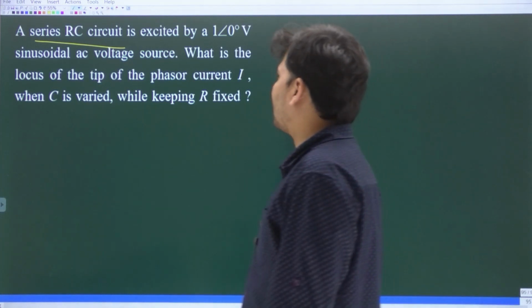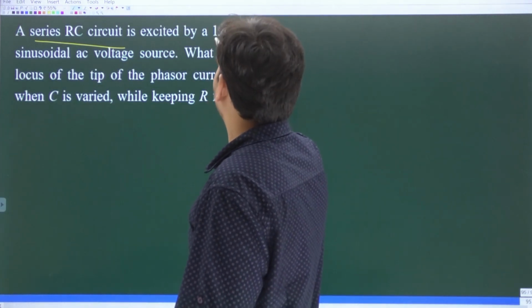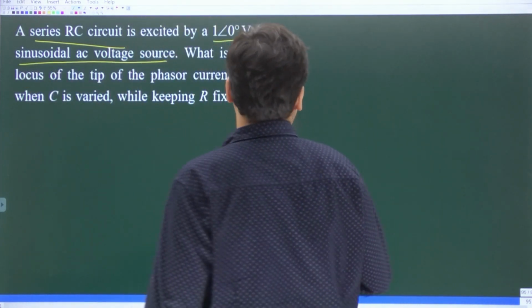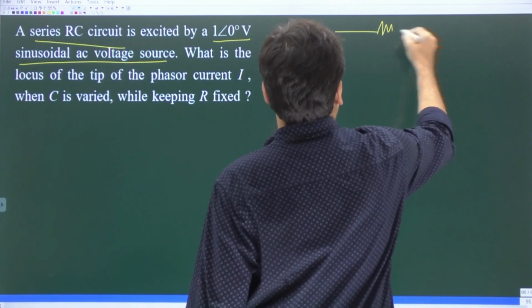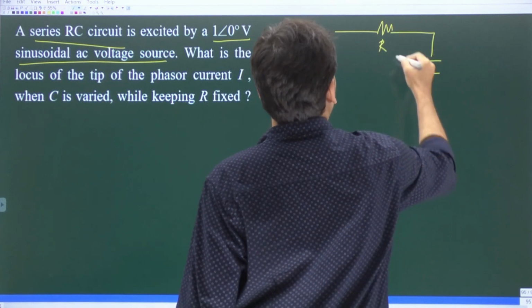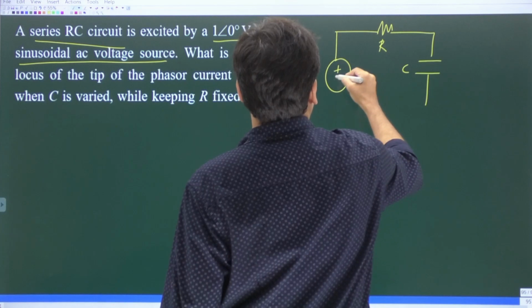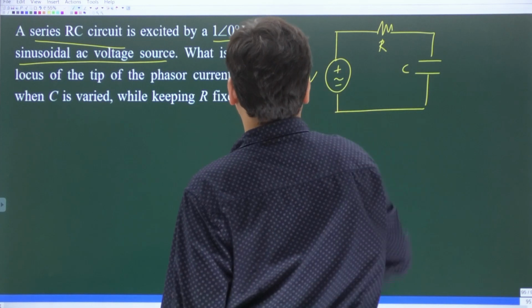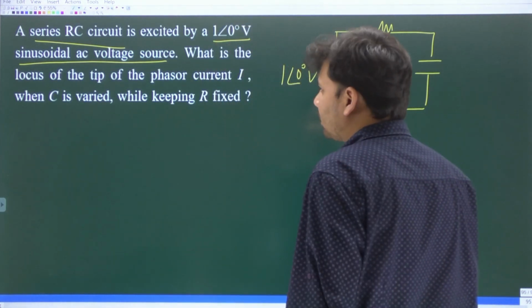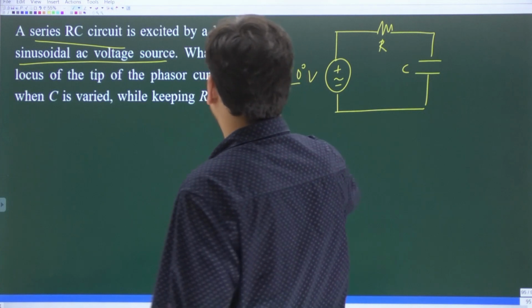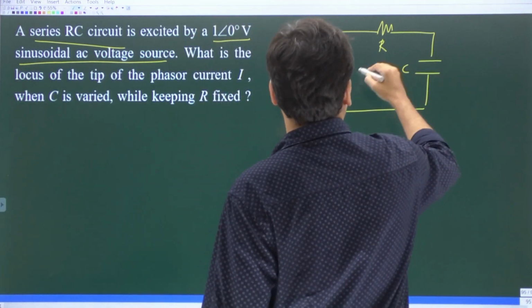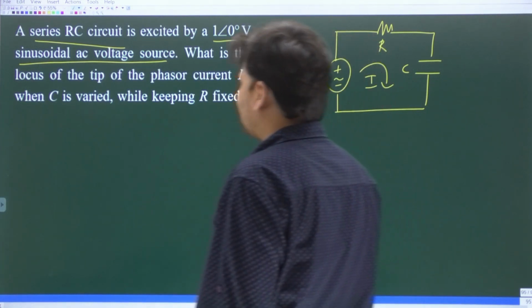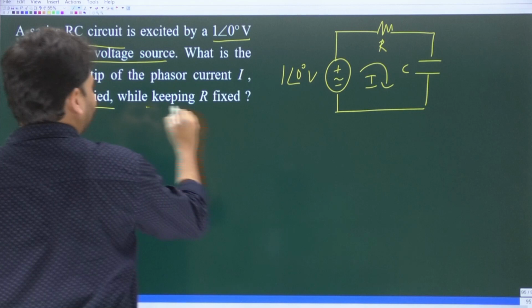A series RC circuit is excited by a 1 at an angle 0 degrees sinusoidal AC voltage source. That means we have a resistor in series with a capacitor across a sinusoidal voltage source whose phasor voltage is given as 1 at an angle 0 degrees volts. What is the locus of the tip of the phasor current I? Once again, single loop circuit. Let the loop current be some capital I when C is varied while keeping R fixed.